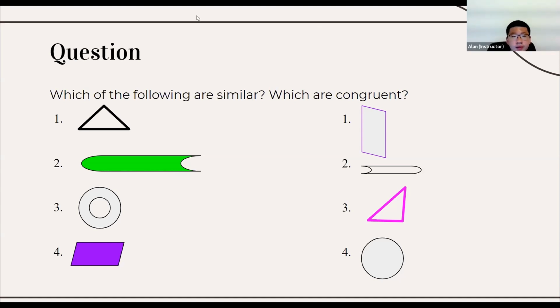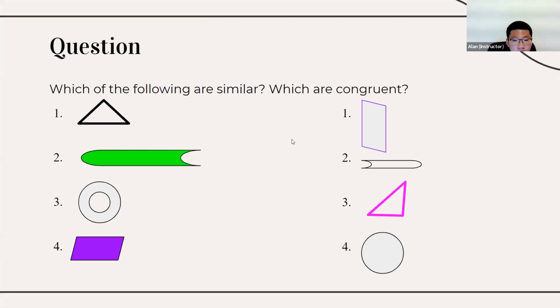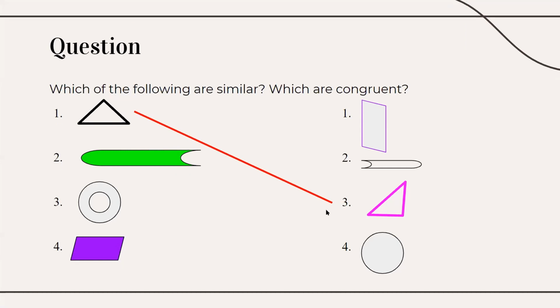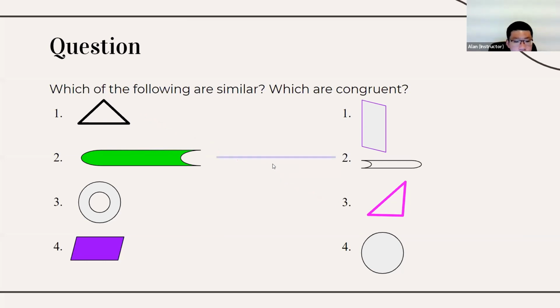Alright, I think it's been enough time, so now I'm going to reveal the answers. So 1 and 3, they're actually congruent because, as you can see, 3 is just if you rotate one a bit. And so next, 2 and 2, they're actually similar because, as you can see, although they're the same shape, the 2 on the right is actually a smaller version, so they're similar, but not congruent.